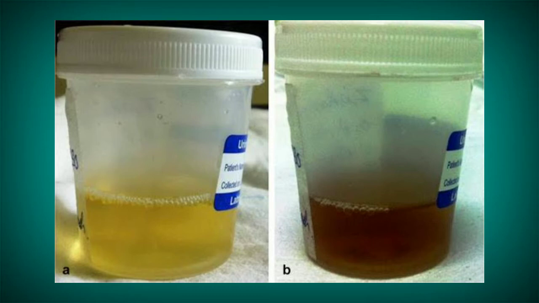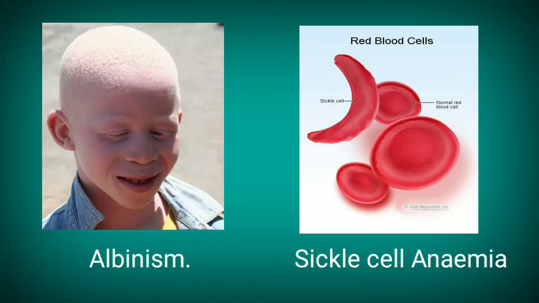Such other Mendelian disorders are, for example, albinism and sickle cell anemia. All these are metabolic disorders that are caused because of mutation in a single gene itself.